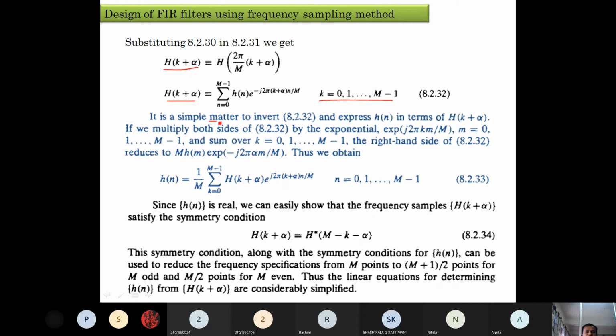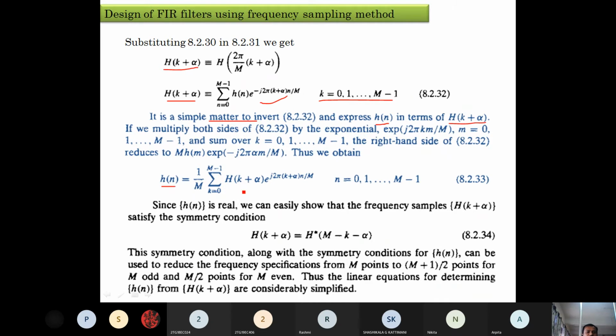So it is a simple matter to invert and express h of n in terms of H of k plus alpha. So what is the inverse of this capital H of k plus alpha? So what are we going to get? We are going to get the sample response, which is given by, if we multiply both sides by the exponential term e to the power j 2 pi k m by M, where m is 0 to M minus 1. If you take the inverse of this equation, we are going to get what?